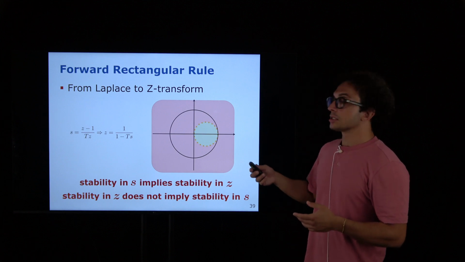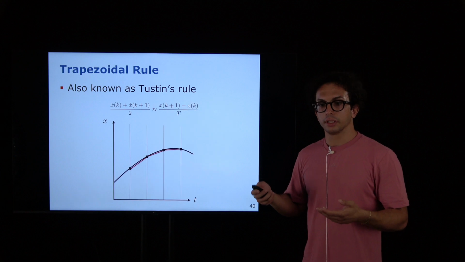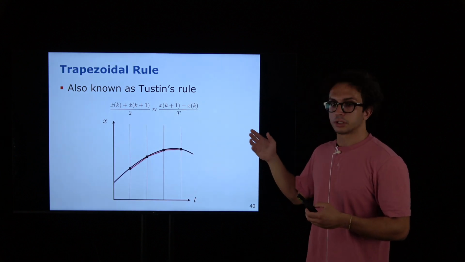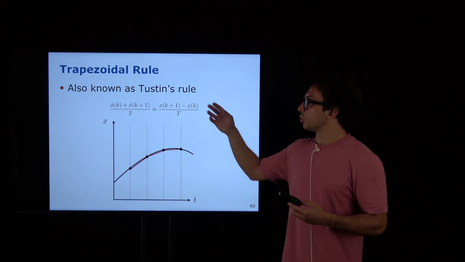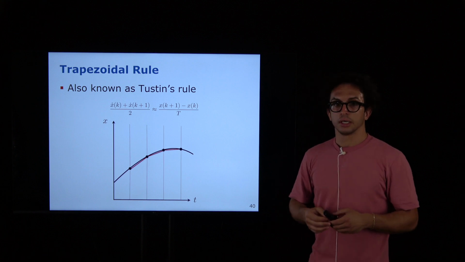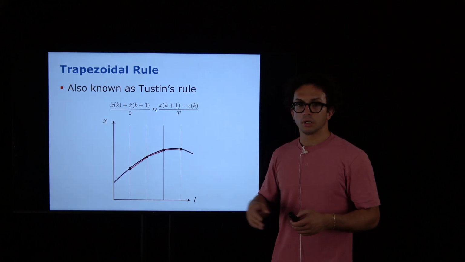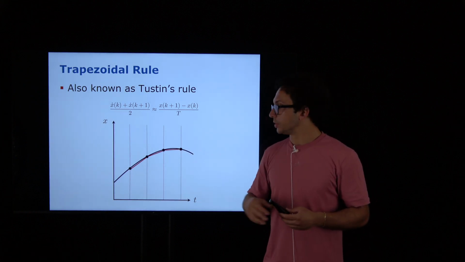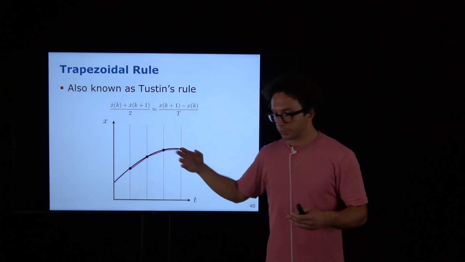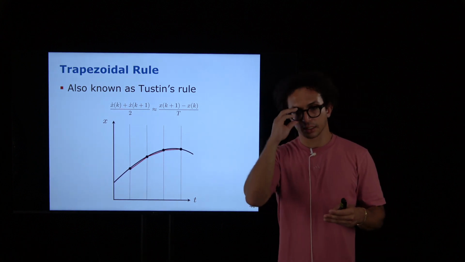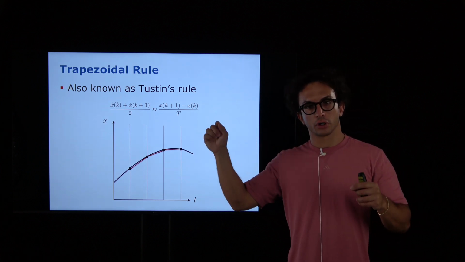There is one last thing that we can do, which is the trapezoidal rule. The trapezoidal rule is also known as Tustin's rule, and basically what it does is a linear interpolation between consecutive time instants. So you can see already from the picture that what happens with Tustin, or with this trapezoidal rule, is something very, very close to the curve.